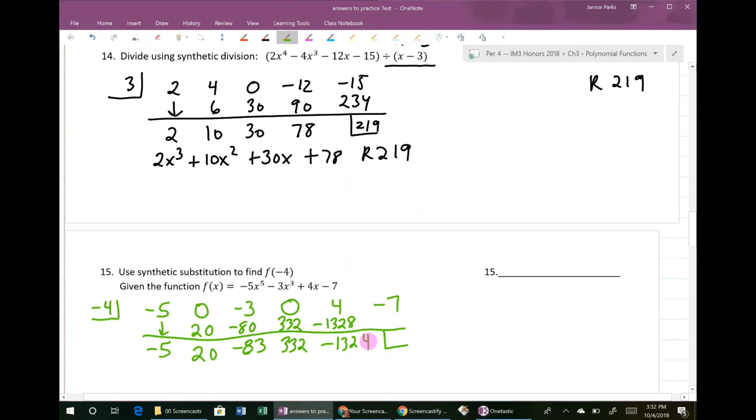And then we multiply that, 1,324 times 4. So that's positive 5,296. Subtract 7 from that, that's 5,289. So f of negative 4 is equal to 5,289. Your answer is the remainder of your synthetic for f of negative 4.